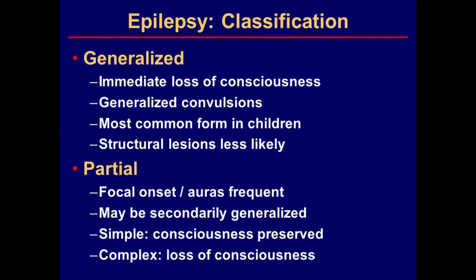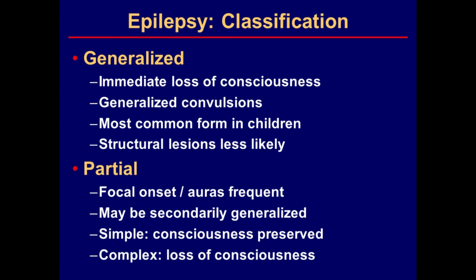Now, in terms of classification, there are many schemes. I was actually a neurologist before I was a radiologist, and I still like the big picture scheme that you see here, which consists of generalized seizures or partial seizures. Generalized seizures or epilepsy are characterized by an immediate loss of consciousness, often major tonic-clonic generalized convulsions. They're also the most common form in children, where they're usually in the form of absence or petit mal type seizures.